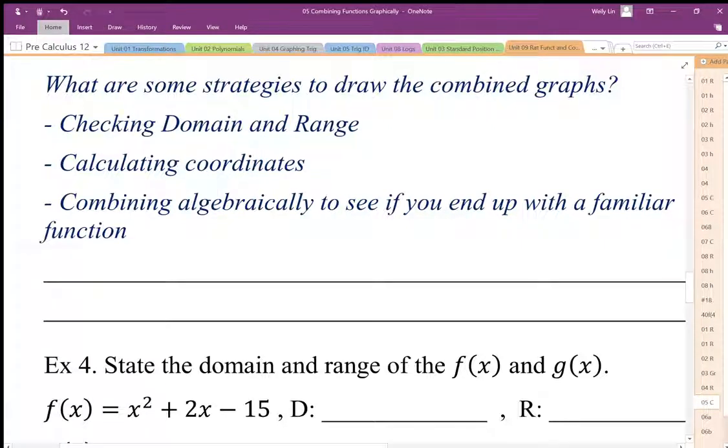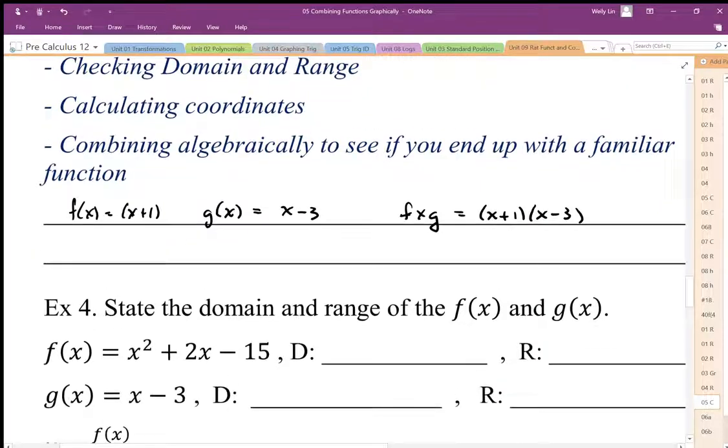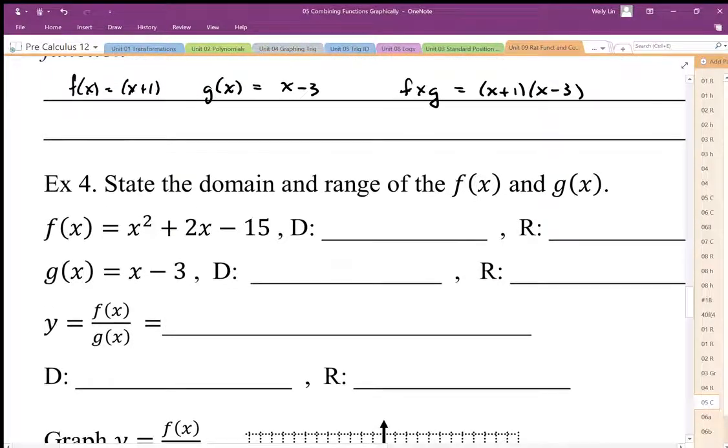So for example, if I have f as a linear function and g is a linear function, if I multiply f times g, I end up with a familiar function. This is a quadratic function. So when we do the combination algebraically, we can see if we come up with something that is familiar.